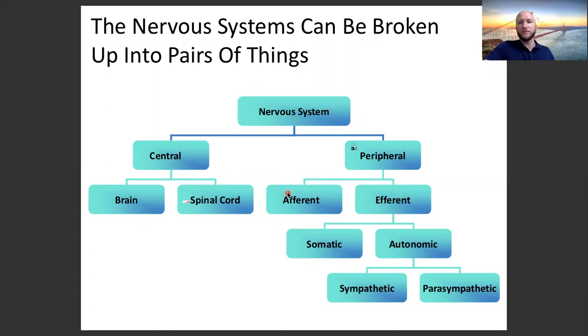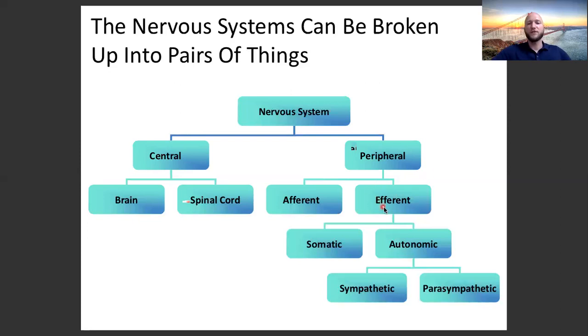Afferent nervous system are nerves that communicate sensory information to your central nervous system. Efferent nervous system are nerves that send signals to things that can affect change. So it tells a gland to release something, tells a muscle to contract.